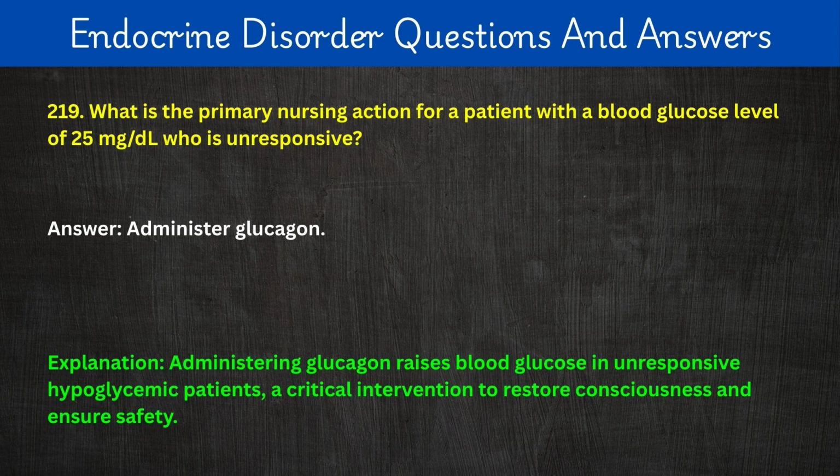219. What is the primary nursing action for a patient with a blood glucose level of 25 milligrams per deciliter who is unresponsive? Answer: administer glucagon. Explanation: administering glucagon raises blood glucose in unresponsive hypoglycemic patients, a critical intervention to restore consciousness and ensure safety.